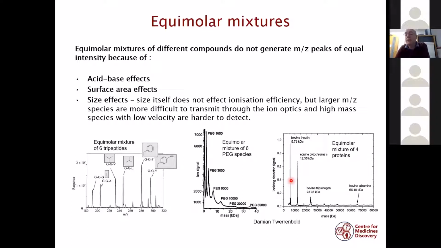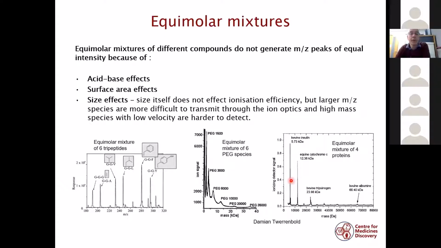So you might assume that if you spray an equimolar mixture of something into the mass spectrometer, you would see an equal response. So you might expect to see peaks of equal intensity. And you don't. You definitely do not. There are various reasons for this. One of them is acid-base effects, others are surface area effects, and also size effects.